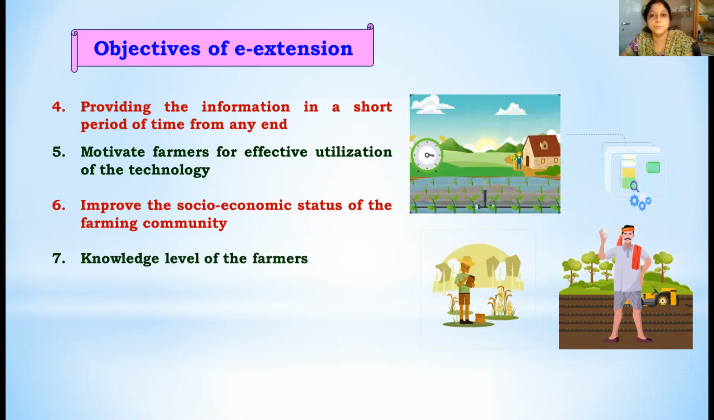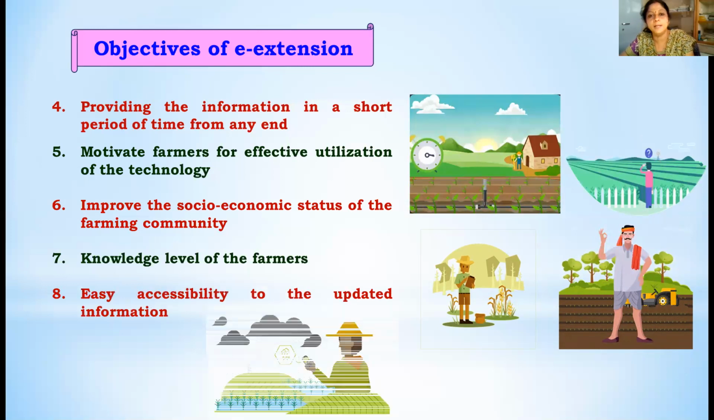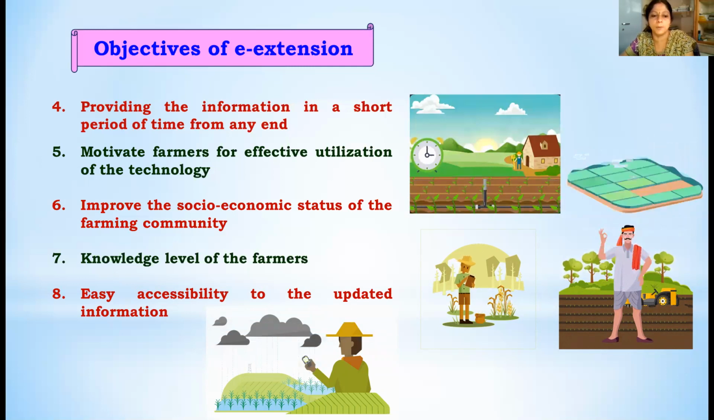It also helps in improving the knowledge level of farmers, because they will be accessing a lot of things connected with information technology, and they will become more skillful in that. And it is helpful in easily accessing updated information. Through mobile, you can access any stored information from any place with a small fingertip touch on your Android mobile. Like that, you can access updated information at your fingertip in a short period of time.